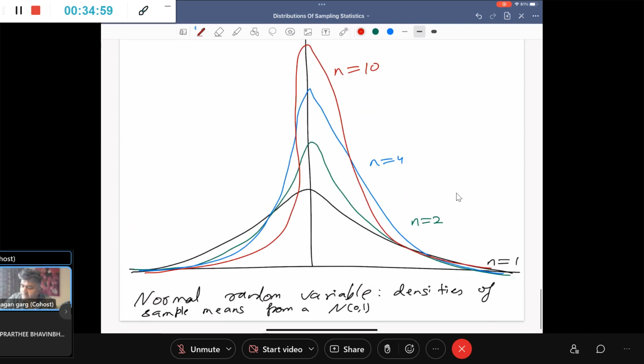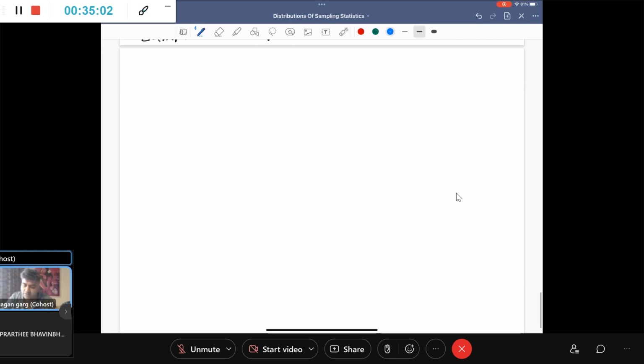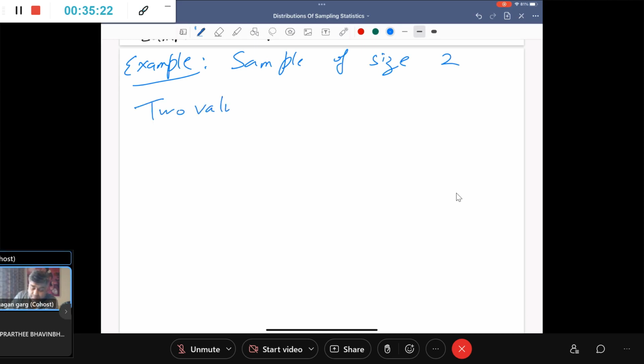Let's look at an easier example. In fact, let's look at a discrete example. Let's say the random variable x can take two values. It can take value 1 or it can take value 2. The probability of taking value 1 is half. Let's say it's a coin flip. You say head is 1, you say tail is 2. The probability of getting a 1 is half. The probability of getting a 2 is half. So that is the setup.